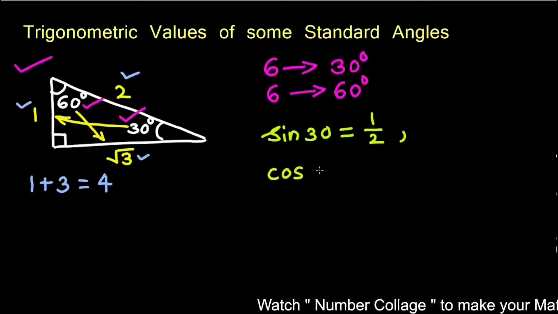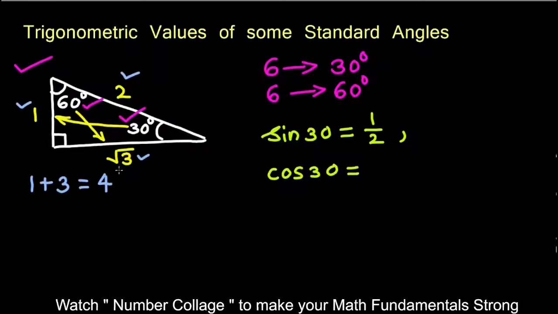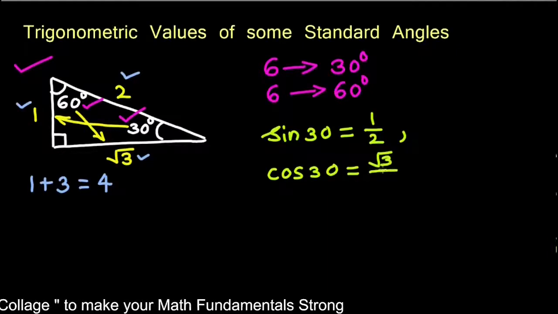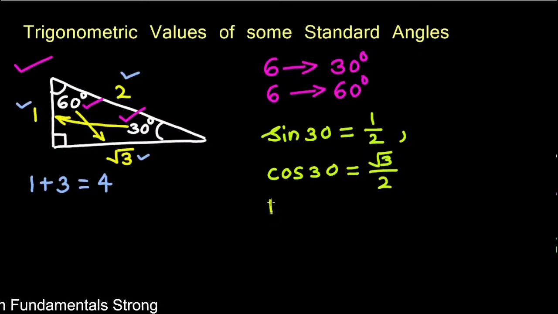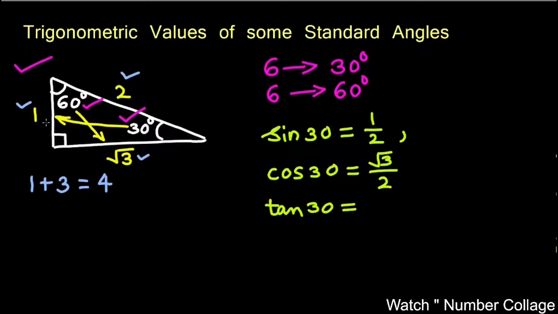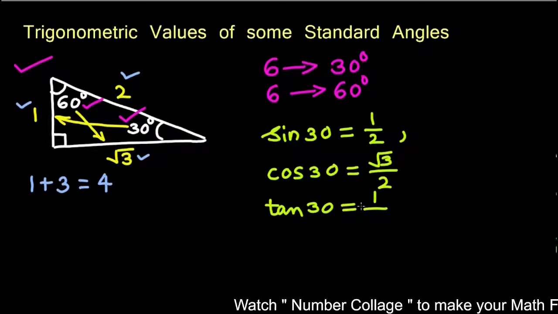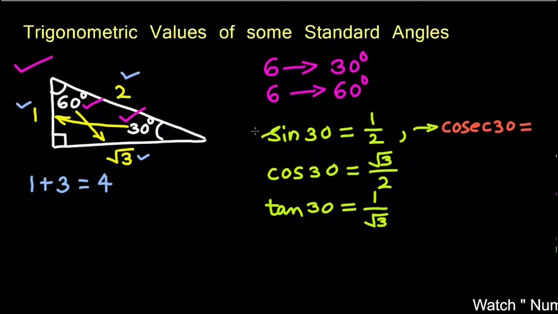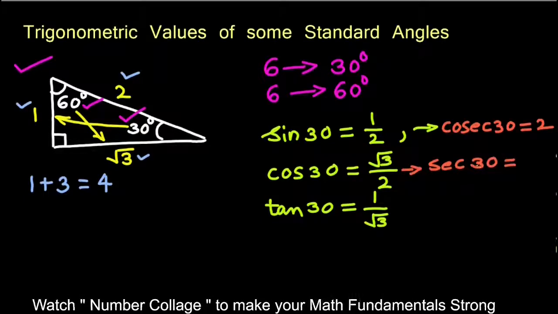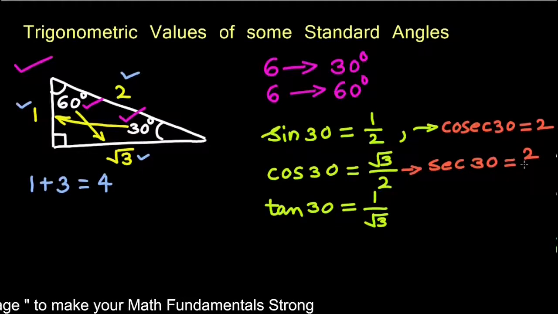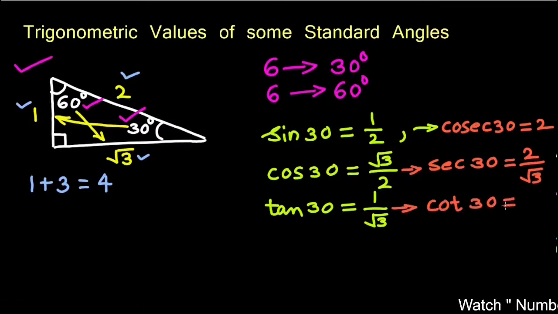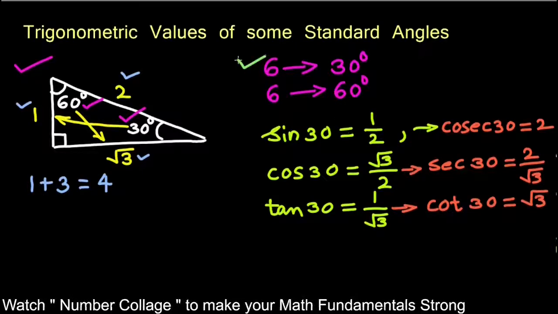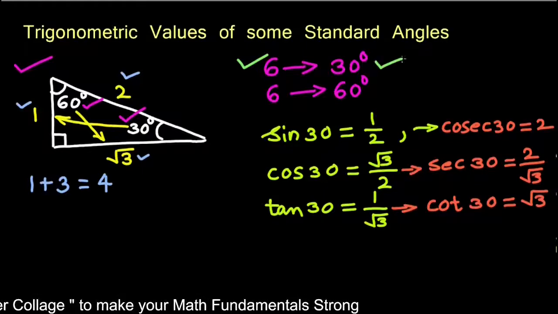Let us see how. Now sine 30 by definition is opposite side upon hypotenuse, so it will be 1 by 2. Cos 30 by definition is adjacent side, which is root 3 upon hypotenuse, which is 2. Tan 30 is by definition opposite side, which is 1 by adjacent side, which is root 3. Now cosec 30 is reciprocal of sine 30, so it will be 2 upon 1, that is 2. Sec 30 is reciprocal of cos 30, which will be 2 upon root 3. Cot 30 is reciprocal of tan 30, so it will be root 3. So here we got 6 trigonometric values of angle 30 degrees.